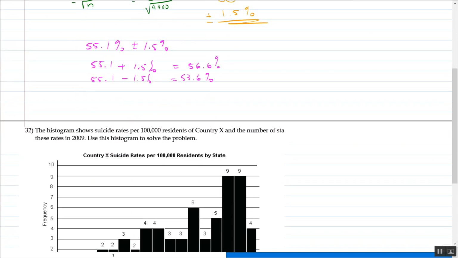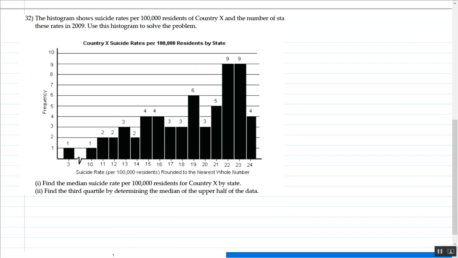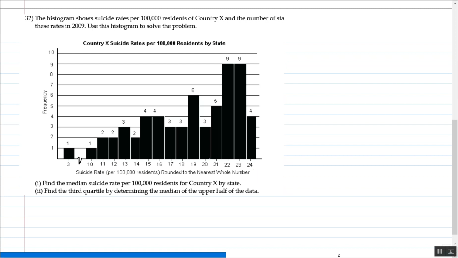Okay, so number 32. The histogram shows suicide rates per 100,000 residents of country X and the number of states that have these rates in 2009. Use this histogram to solve the problem. This question is very similar to question number 9 on the practice test. You want to look at this as a frequency distribution table. So we have the data items 3, 10, 11, 12, 13, up to 24, and they occur with different frequencies: 1, 2, 3, 2 again, 4, 3, 6, all the way up to 9.